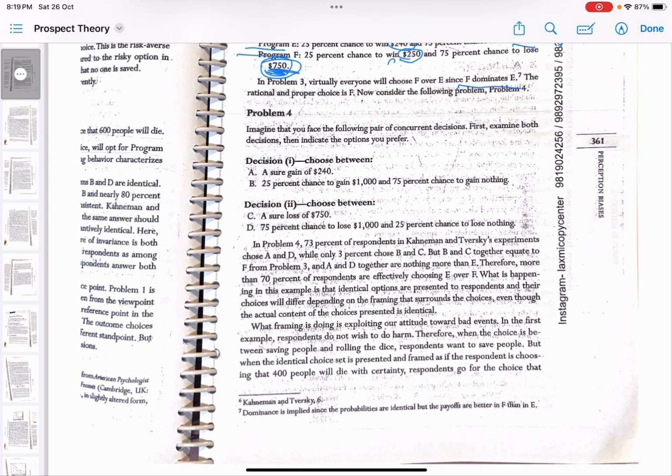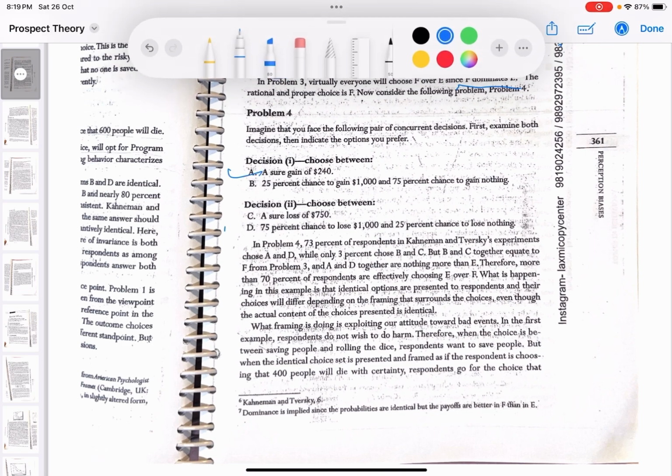In problem 4, 73% of respondents chose A and D: A, a sure gain, and D, a 75% chance to lose 1000. Only 3% chose B and C. But B and C together equate to F from problem 3. So why do you think that happens?